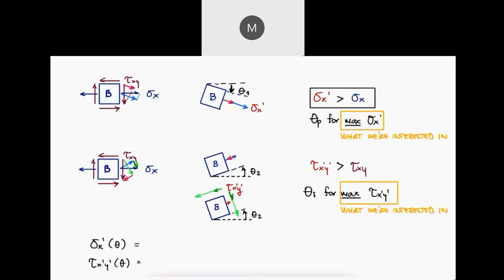Optimizing the values for these expressions, which means finding their maximum values, can be done either mathematically by taking their derivative and solving for 0, or graphically by plotting their functions and finding the maximum values. This graphical alternative is what we call the Mohr circle.